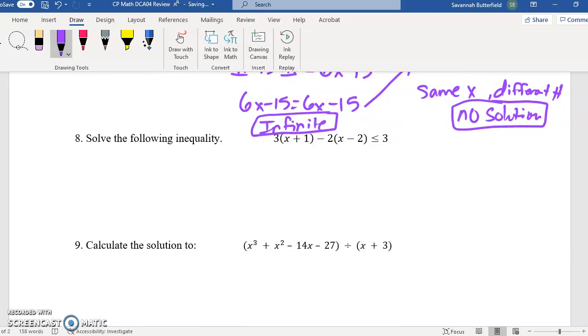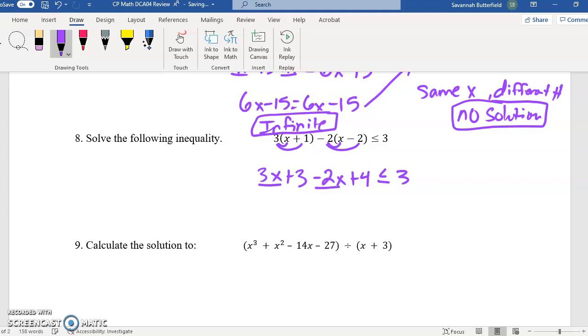Number 8, it says to solve the following inequality. So again, I basically need to solve this side, solve all of this stuff, and then we're going to try to get x by itself. So like we did last time, I'm going to distribute the 3 and the negative 2. So 3 times x is 3x, 3 times 1 is 3, negative 2 times x is minus 2x, negative 2 times negative 2 is plus 4, and it says we're less than or equal to 3.